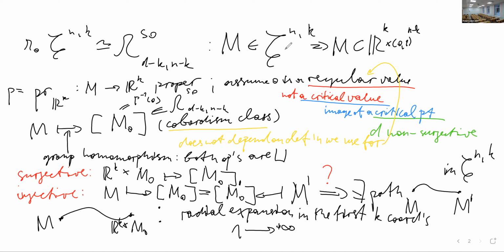So we get a path from M to a simpler manifold, which only remembers what happens near the preimage of 0. M could be very complicated. We forget everything else. All we know is it's in the same path component, and then we get a simpler manifold R^k cross M naught.